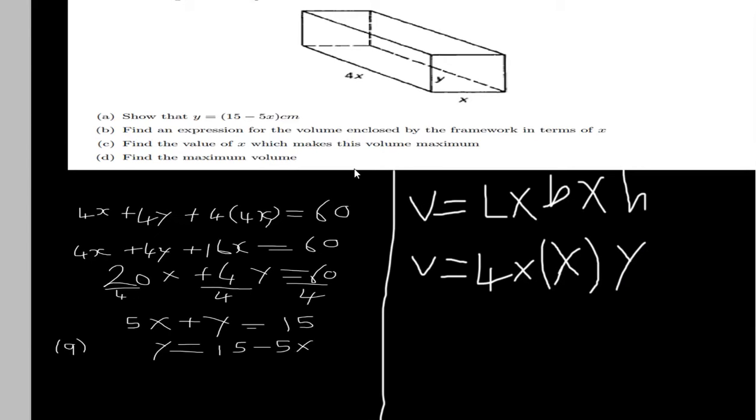But remember, the question is saying the volume should be in terms of x. So in short, where there is y, I'm going to get this and replace it there. So the volume is equal to 4x times x. I'm getting 4x squared, and then where there is y, I'll replace with 15 minus 5x.